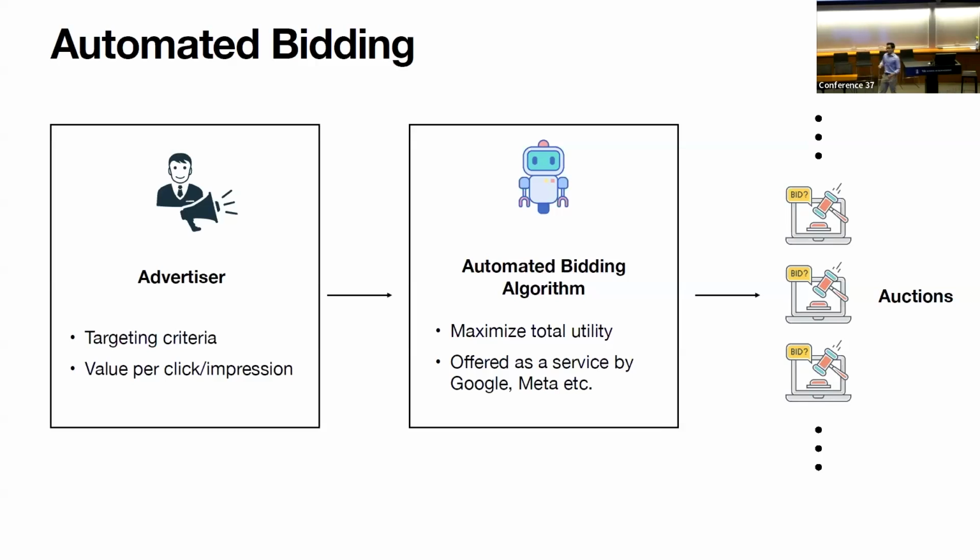This has become so popular that platforms like Google and Meta themselves that run ad exchanges provide this as a service. So if you're an advertiser that cannot develop your own algorithm, you can go to them and they'll deploy an algorithm on your behalf. So the setup is, there are advertisers, each of them has an agent, and they're participating in the auctions.